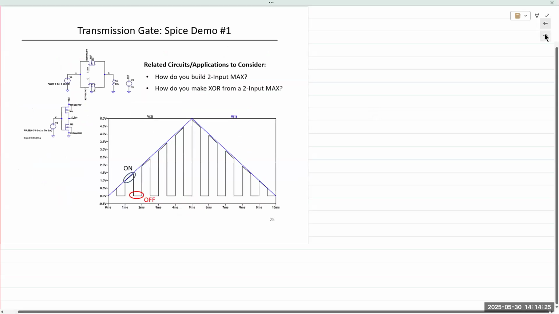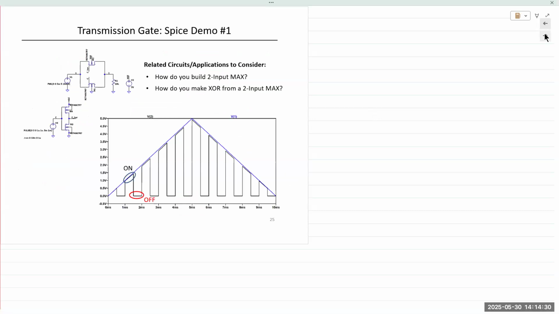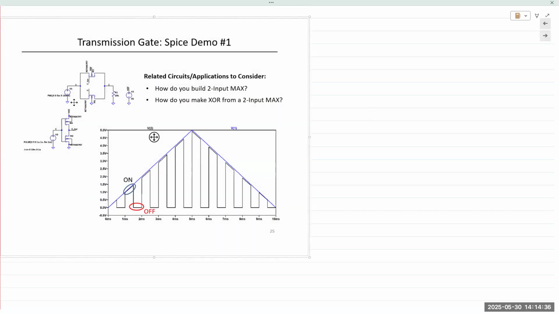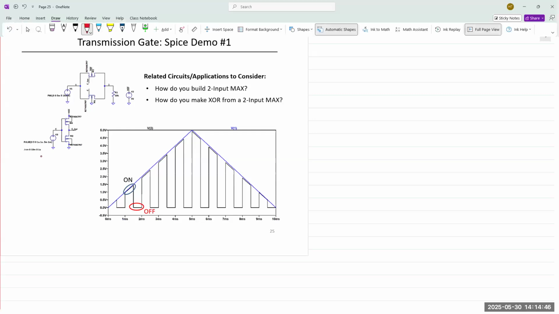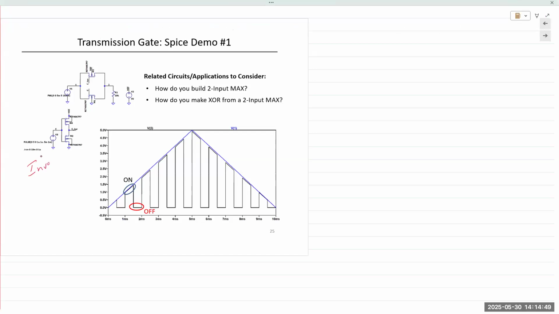However, before we get there, I just want to do a small SPICE simulation for a transmission gate. Here is the logic inverter. Inverter for control voltage. And this one is the transmission gate.